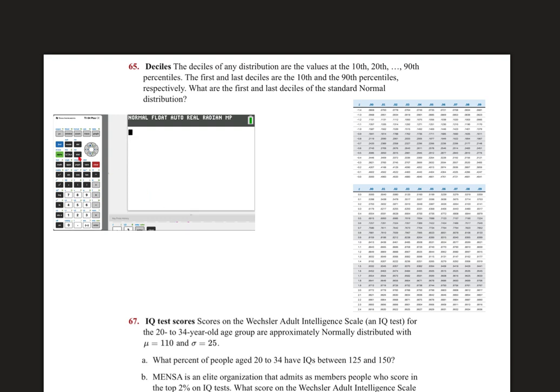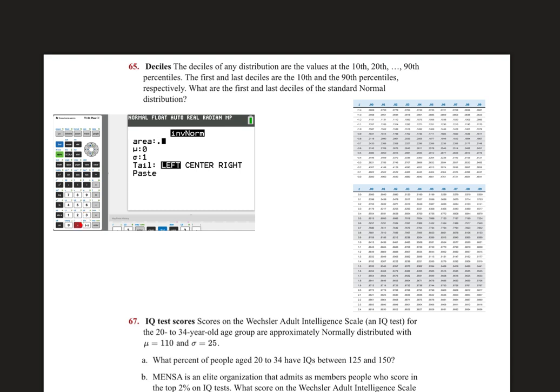Okay, so let's go to the calculator. First off, the fact that we're given deciles, we're given percentiles, means we're going to do inverse norm. And the fact that we're finding values for the standard normal distribution means values for the standard normal distribution are z-scores. And so we'll use 0 and 1 as the mean and standard deviation. Okay, we'll do these different ways.